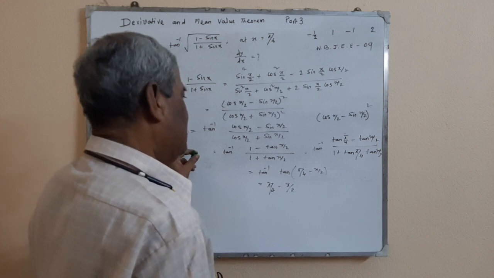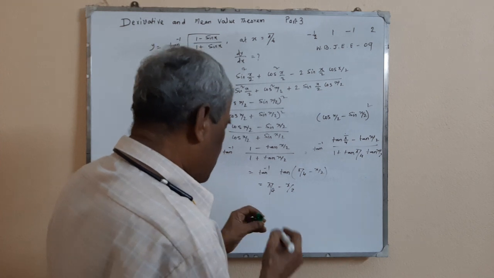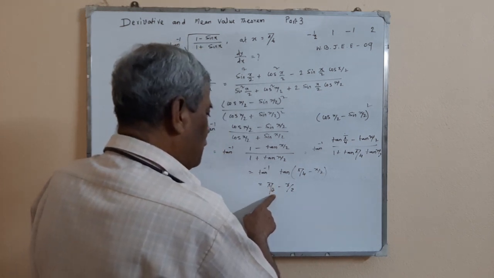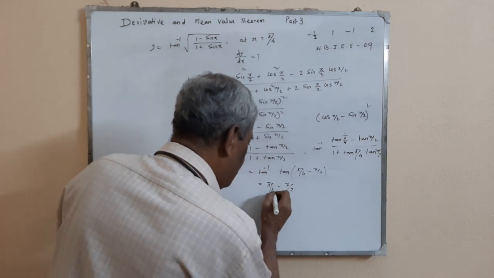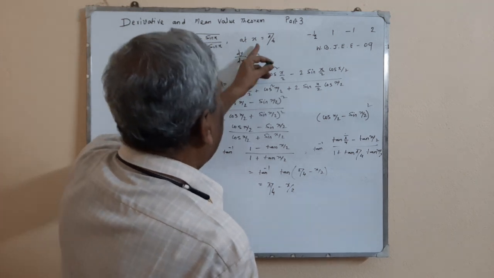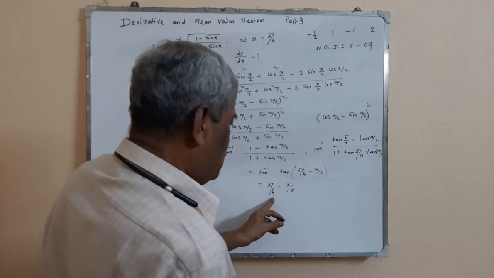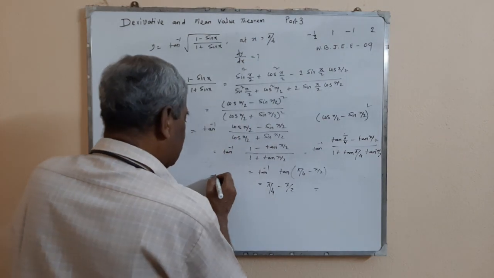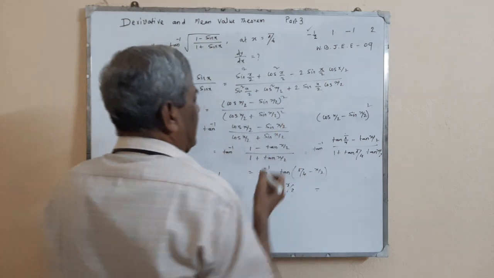This is our y. So the simplified value of y is pi by 4 minus x by 2. So the derivative of that at x equal to pi by 6, dy dx is equal to 0 minus half. So the answer is minus half. So the first option is correct.